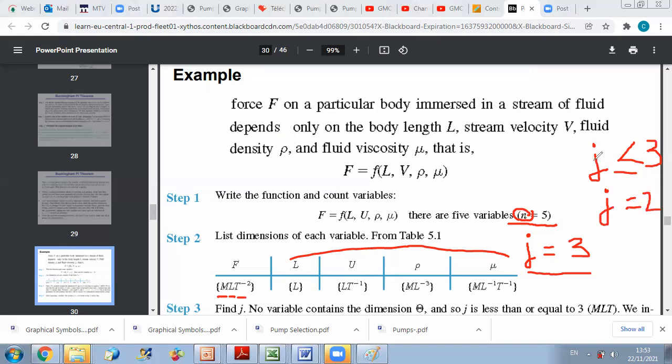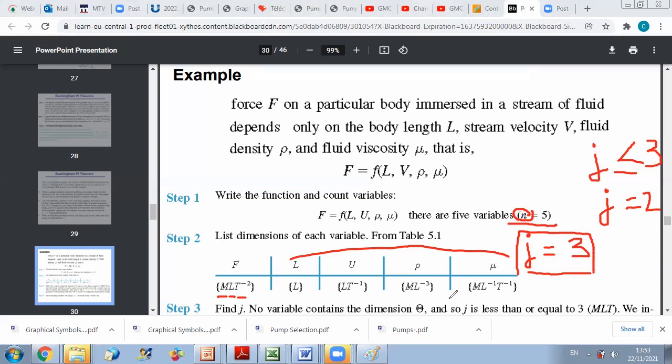I then try to search for 2 variables that are independent, forming a group that is not dimensionless. If I find this possible, then J equals 2 and I proceed. Now I start with 3. Let us check if it's possible to select 3 variables that cannot form a group.